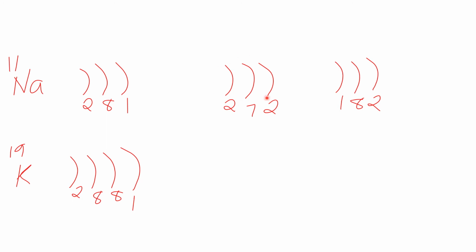Now, if someone drew it like this, they drew 2 in the first shell, 7 in the second shell, and then 2 in the last shell. If you add them up, it does give you 11. But why is that incorrect?